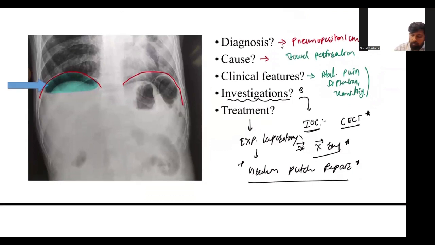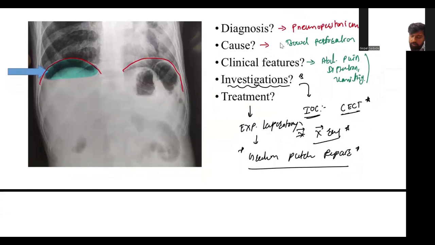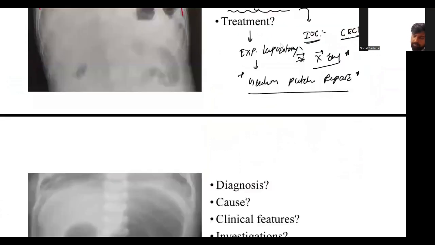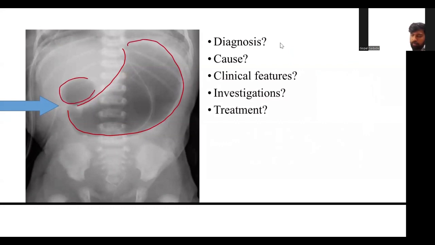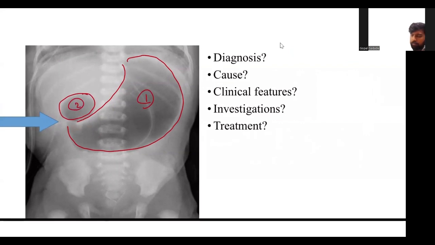So what is this? Basically this is a pediatric X-ray, and the X-ray is showing two air bubbles. This is a large air bubble and this is another small air bubble. This is one and this is two. So this is the X-ray showing the double bubble sign. In which condition is double bubble sign seen?